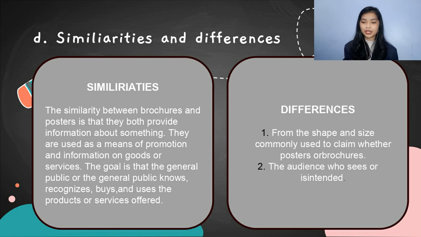Posters generally have a shape that tends to be larger than brochures and are in the form of large sheets which are intended to be displayed on a vertical side, while brochures have a smaller size. Generally, brochures are in the form of leaflets that are folded like letters but seem more lax. The next difference is from the audience who sees it, or whom we intend. Posters are generally displayed in public places that are passed by many people, so we cannot limit who can see the poster. And brochures are generally placed in a certain place.